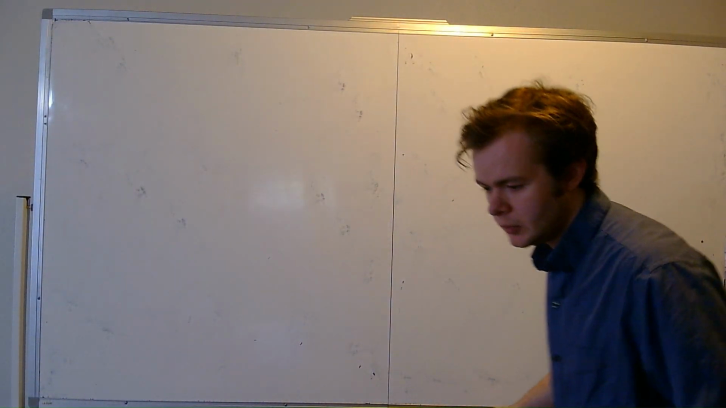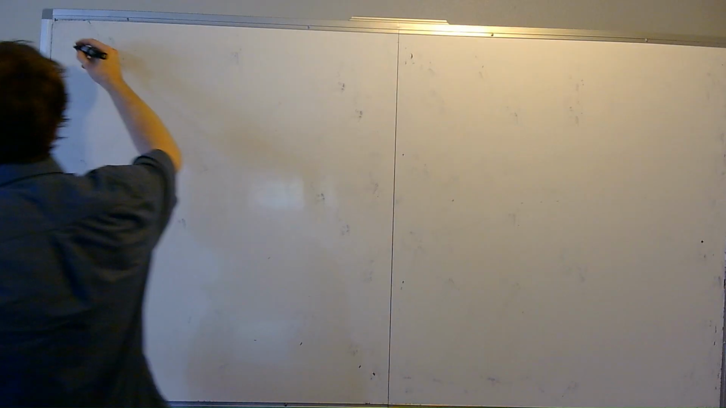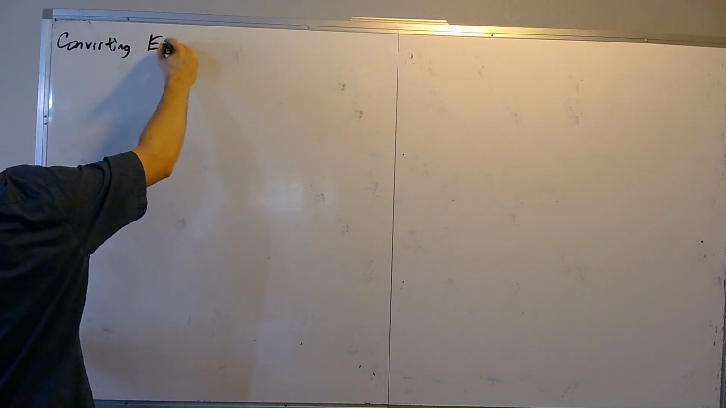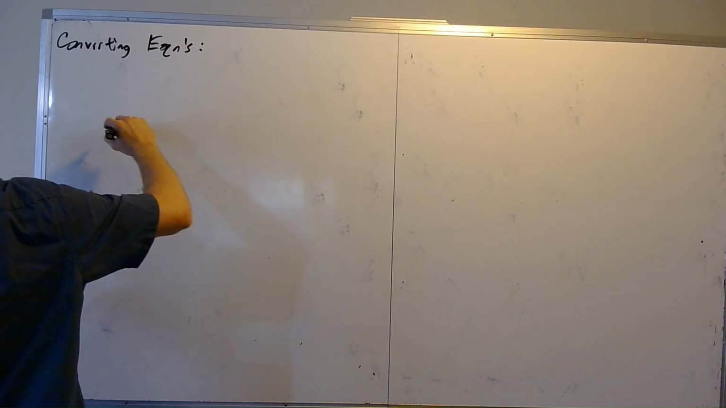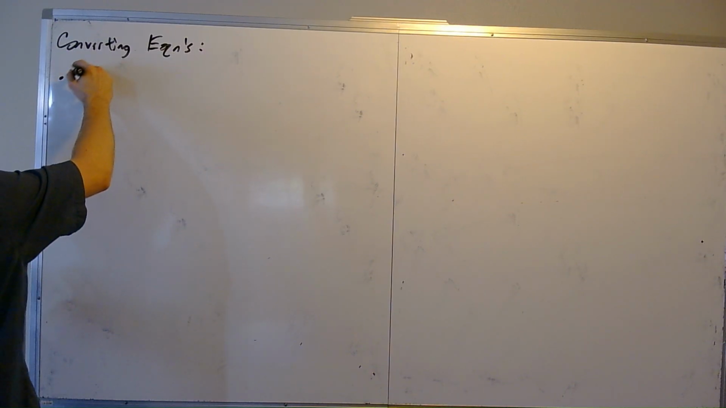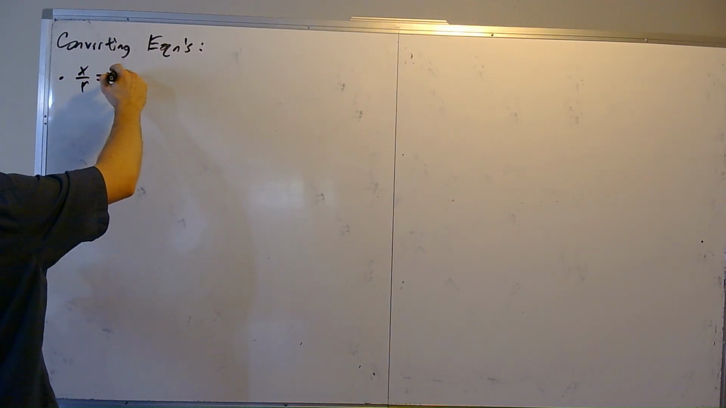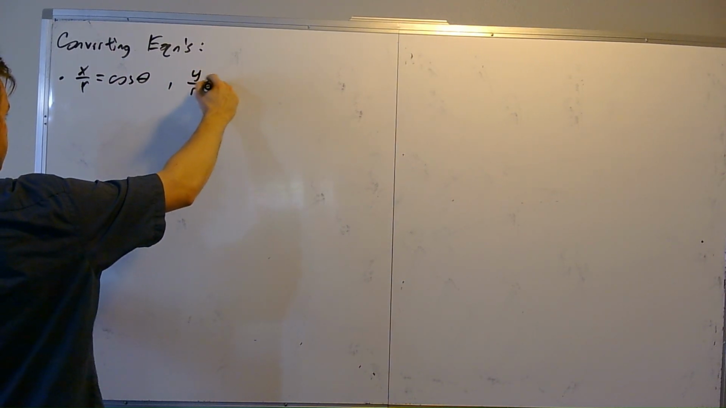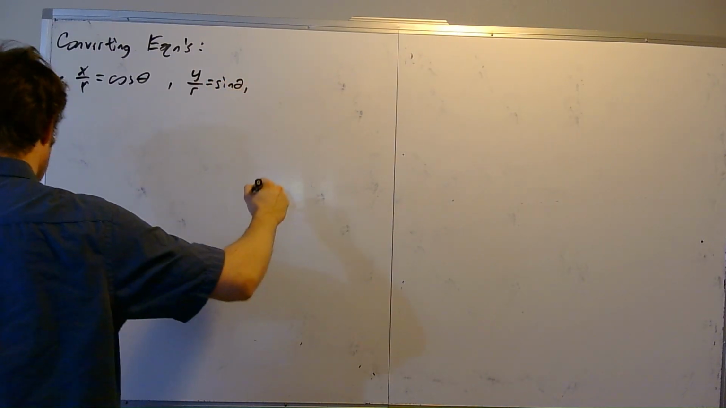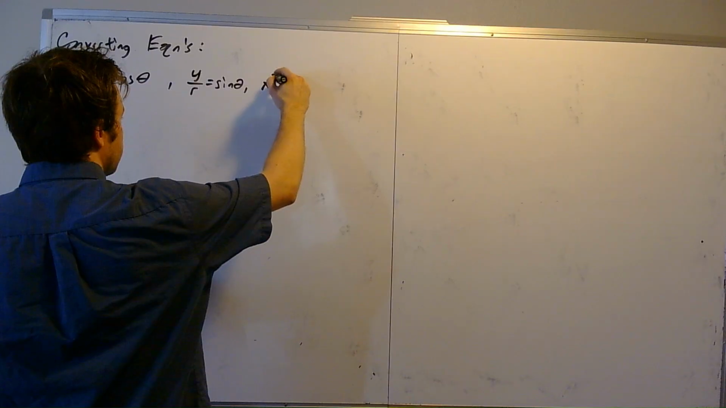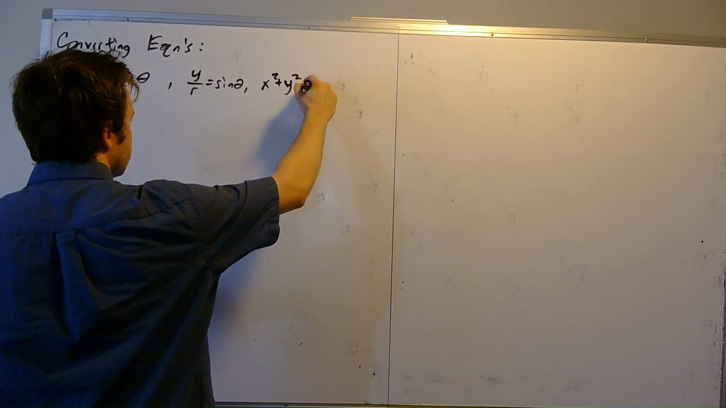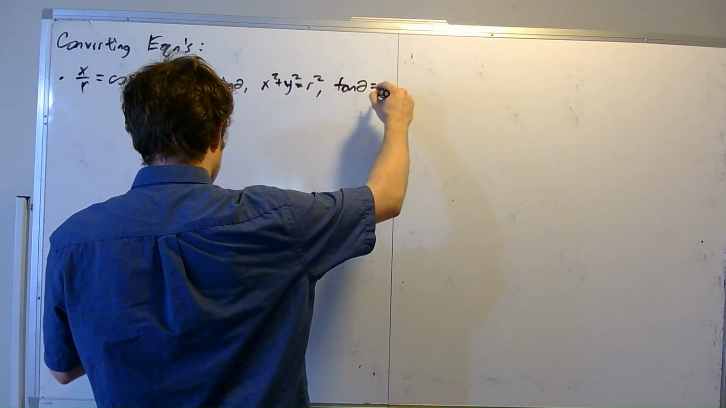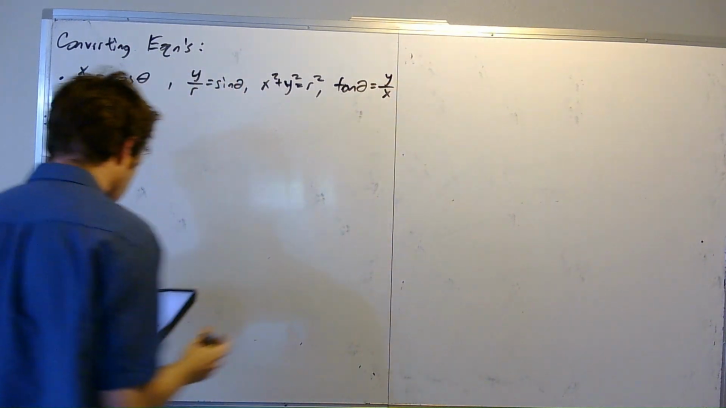Okay. So, for converting equations, what we're going to need to use is the fact that x over r equals cosine theta, y over r equals sine theta, x squared plus y squared equals r squared, and lastly tangent theta equals y over x.